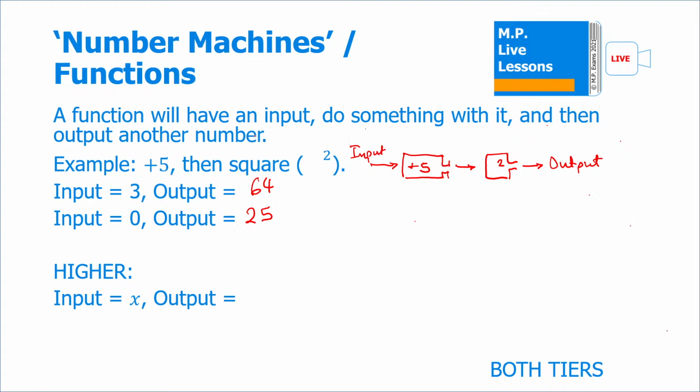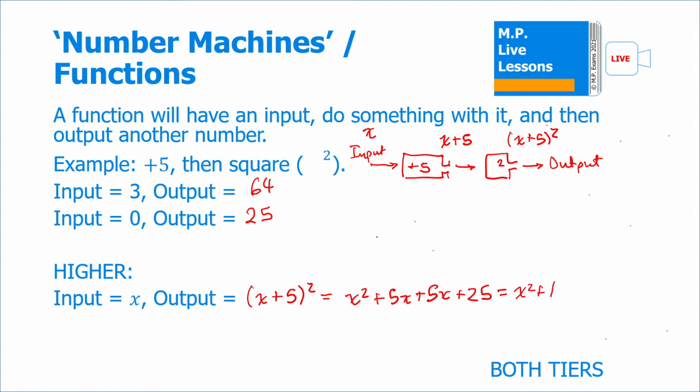Now, for higher tier, what if we input x? So we first input x. If we add 5 to it, it just becomes x plus 5. If we square this, we have to write in brackets (x plus 5) squared. So our output is (x plus 5) squared. If you want to expand this, it's acceptable as well. You'll get x squared plus 5x plus 5x plus 25 if you did the FOIL method, and you'll eventually get to x squared plus 10x plus 25.